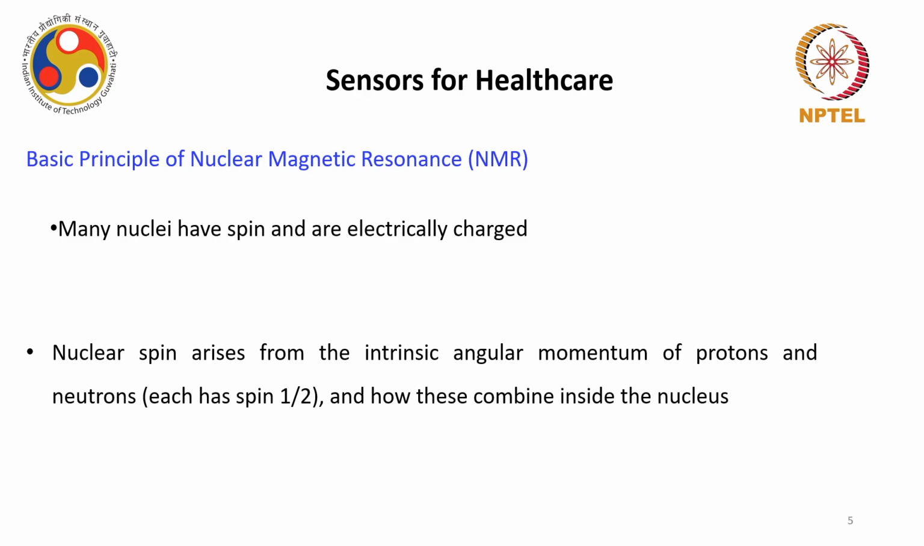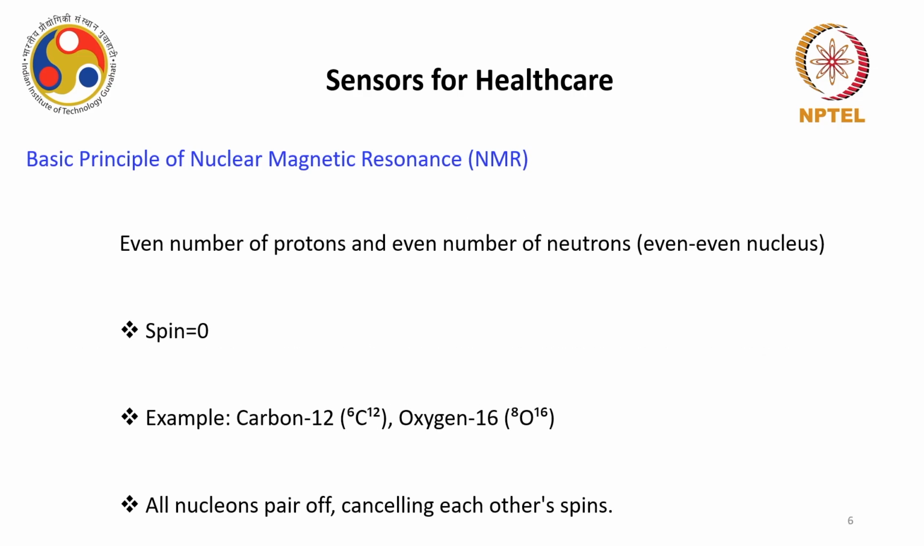We know that many nuclei have spin and they are electrically charged. Nuclear spin arises from the intrinsic angular momentum of protons and neutrons, which both have a spin of 1/2, and when they combine inside the nucleus there are certain rules where the nucleus will have certain spin or the spin will be 0. If you have an even number of protons and an even number of neutrons, we call it an even nucleus. In that case the spin is 0.